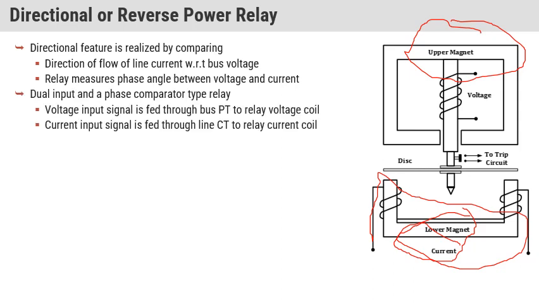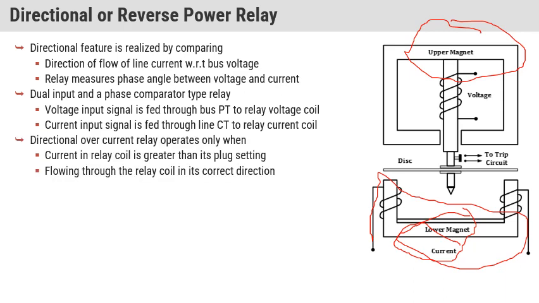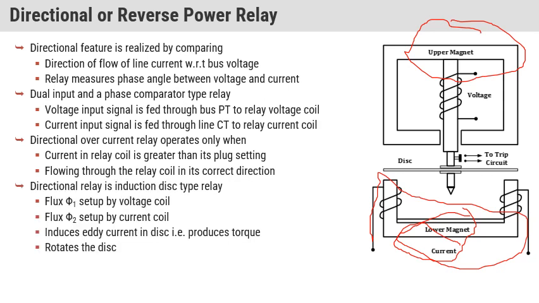It is a dual input, phase comparator type relay. The voltage input signal is fed through the bus PT to the relay voltage coil, and the current input signal is fed through the line CT to the relay current coil. A directional overcurrent relay operates only when the current in the relay coil is greater than its plug setting and flowing in the correct direction. A directional relay is an induction disk type relay. Flux phi 1 is set up by the voltage coil, and flux phi 2 by the current coil, and they induce eddy currents in the disk, producing a torque that rotates the disk.